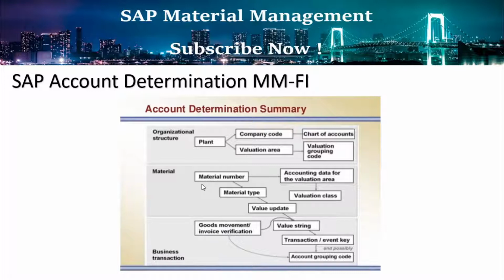And when we create a material master, we have to define which material type it will use. And then in the setting of the material type, we will have the value and quantity updates that are possible for the material type. And then we have, at the end, the business transactions. These are the standard transactions that can be driven in the system. So basically here, during all the process of goods movements and invoice verification, we will see that we have value strings.